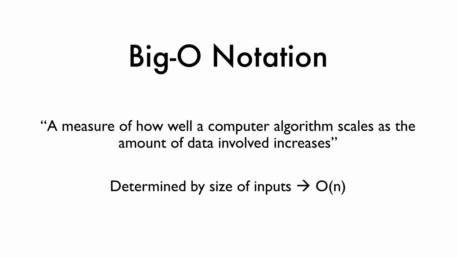Well, the general definition is a measure of how well a computer algorithm scales as the amount of data involved increases. Now, there's a bunch of definitions out there. Some people say that Big O describes the execution time required or the space used by an algorithm. Other people just say Big O notation is a language we use for talking about how long an algorithm takes to run. At the end of the day, Big O tells you exactly that, how long an algorithm takes to run.